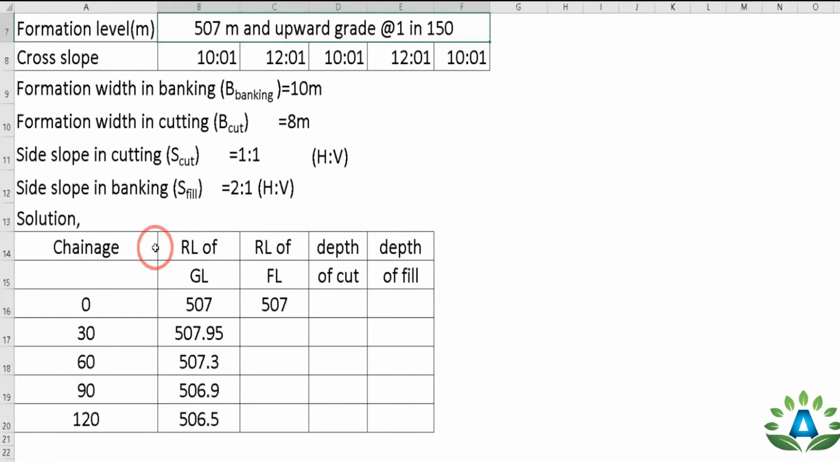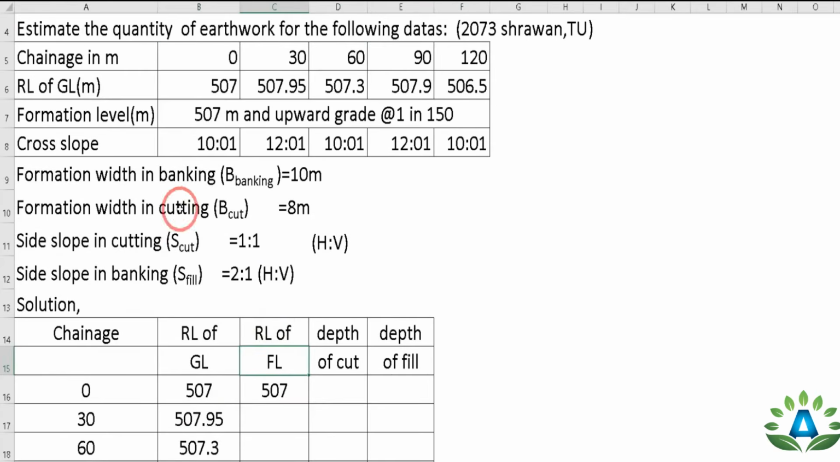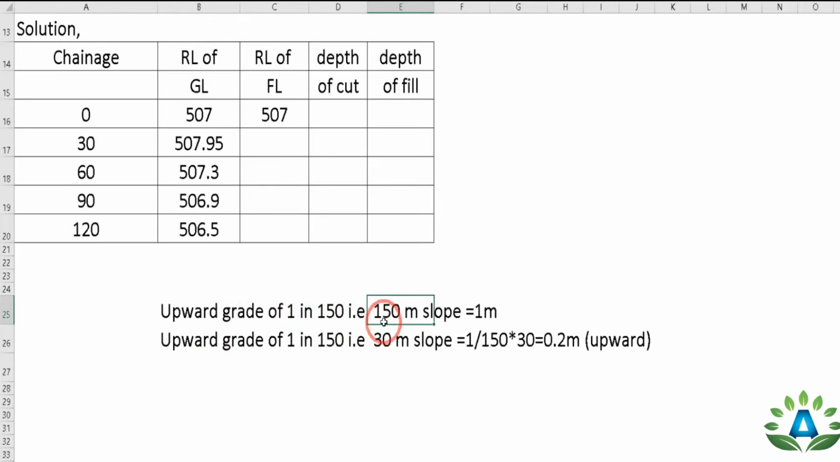It means that we have to make the table like this, and let's fill in the RL of the ground level in this vertical column. We have the RL of the formation level at chainage 0 as 507, and we have an upward grade at the rate of 1 in 150. It means we have a 1 meter rise for every 150 meters, and we need to calculate the rise for 30 meters because the chainage difference is 30 meters. Here we can see that 30 minus 0 is 30, and 60 minus 30 is also 30. So we need to calculate the upward grade for a 30 meter length. That means we simply do 1 by 150 into 30, which will be 0.2 meter.